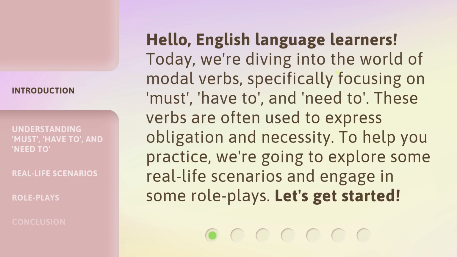Hello, English language learners. Today, we're diving into the world of modal verbs, specifically focusing on must, have to, and need to. These verbs are often used to express obligation and necessity. To help you practice, we're going to explore some real-life scenarios and engage in some role plays. Let's get started.